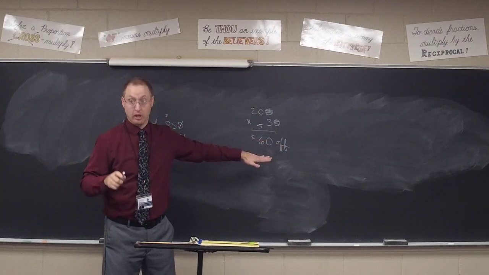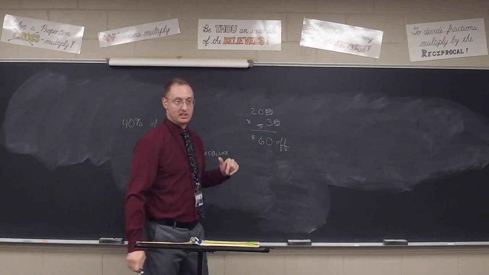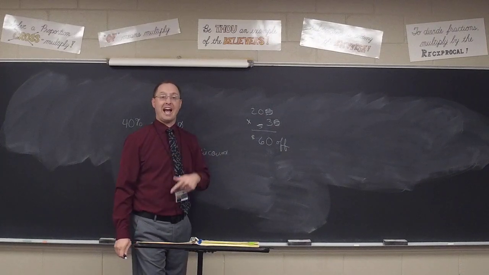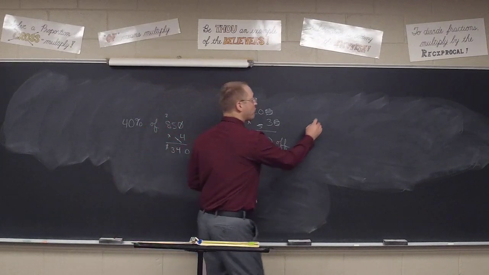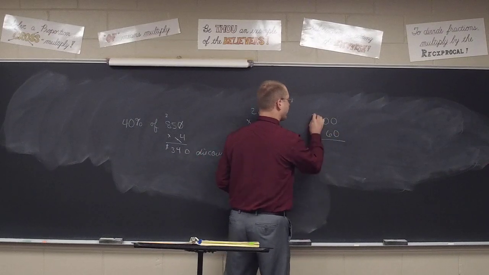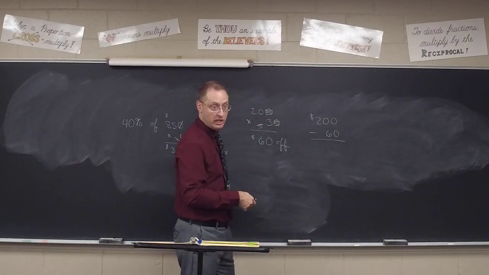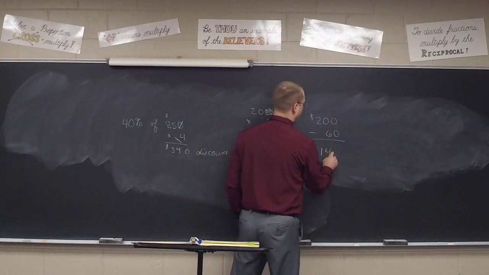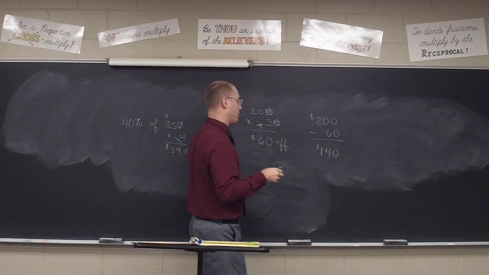That's the discount. How do I find the sale price, class? You subtract the discount from the list price. It was supposed to be $200, right? But if we take $60 off, how much does it really cost for the cleaning service? $140.